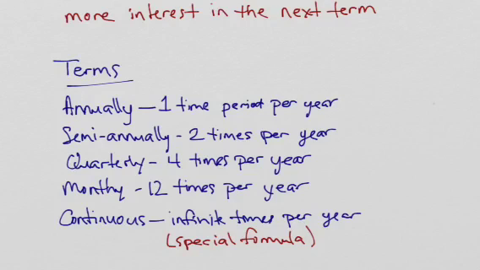Quarterly, well, quarter means 4, so 4 times a year or every 3 months. Monthly would be once each month. That'd be 12 times per year. And then continuous, which would be an infinite number of times. It means it's recalculating every second of the day all the time. And there's a special formula for that one. And that's honestly how a lot of good accounts work, is that special one called continuous. And that's a different day's lesson for that one.